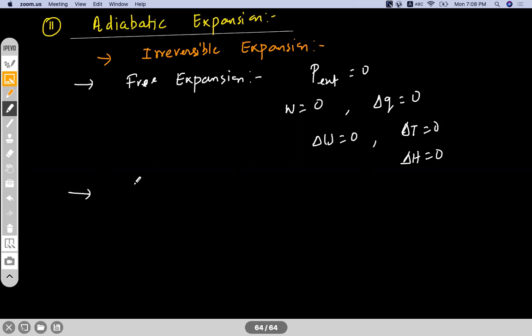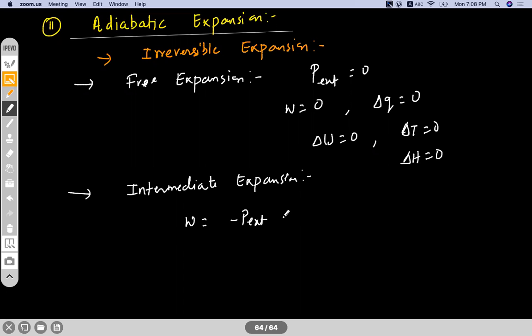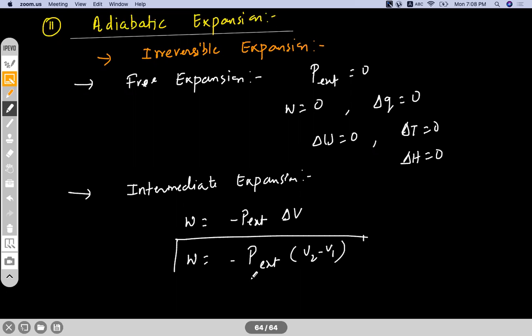In case of intermediate expansion, again, we have the same expression. Intermediate expansion against a constant external pressure, work done we can find out by again this formula, minus P external delta V. So the answer is minus P external delta V, where delta V is V2 minus V1. So this is the process of work done.